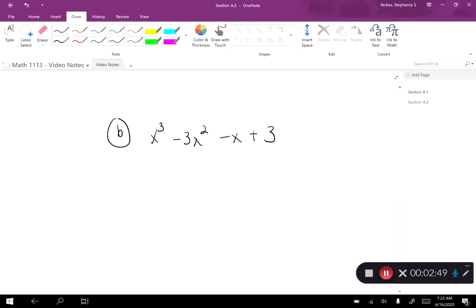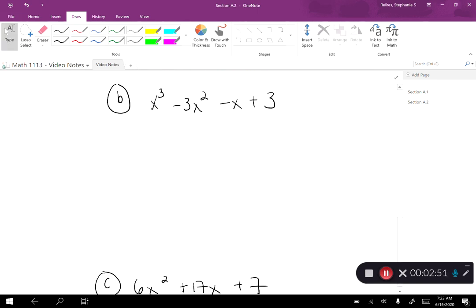Alright, let's take a look at example B. Let's factor x cubed minus 3x squared minus x plus 3. I have 4 terms. We'll learn later on in the semester some other techniques of factoring this, but for now we're going to stick with what I call the cut in half technique or the factor by grouping.